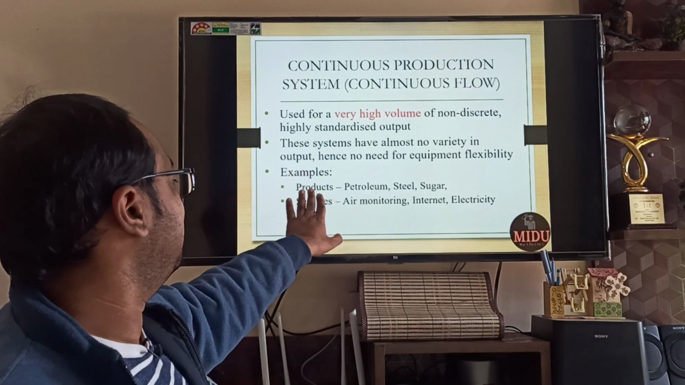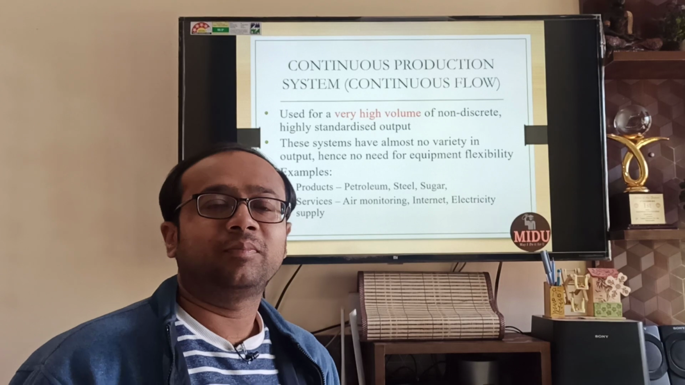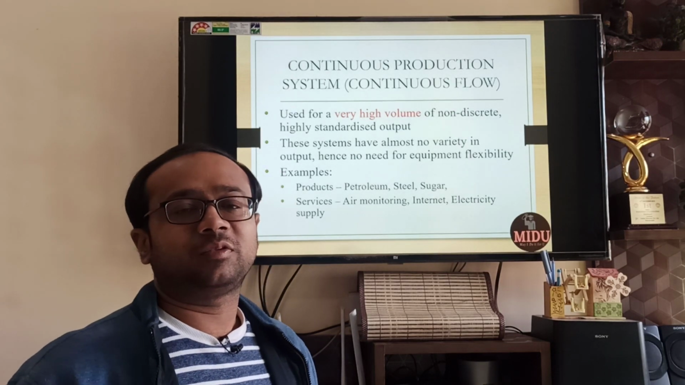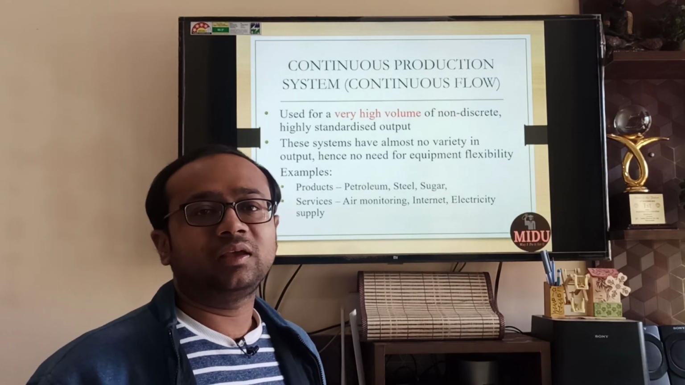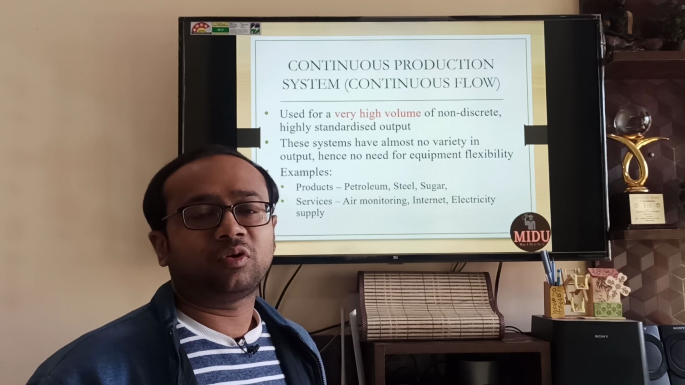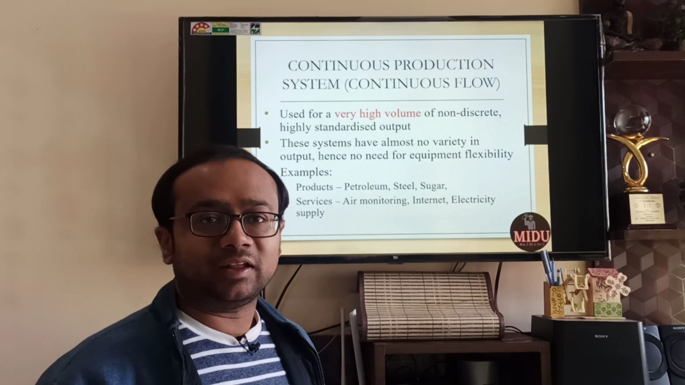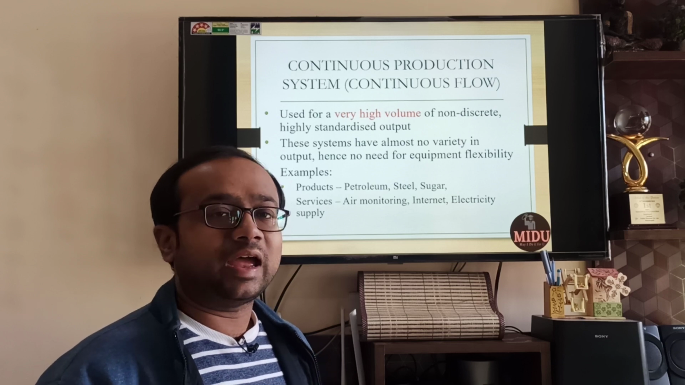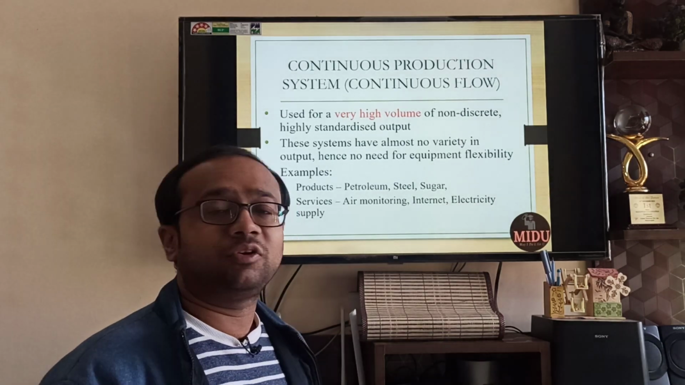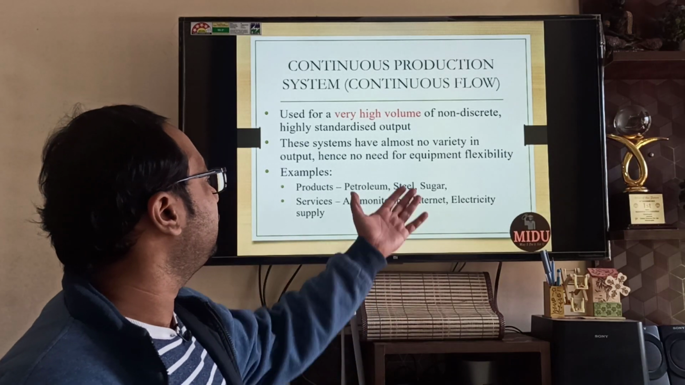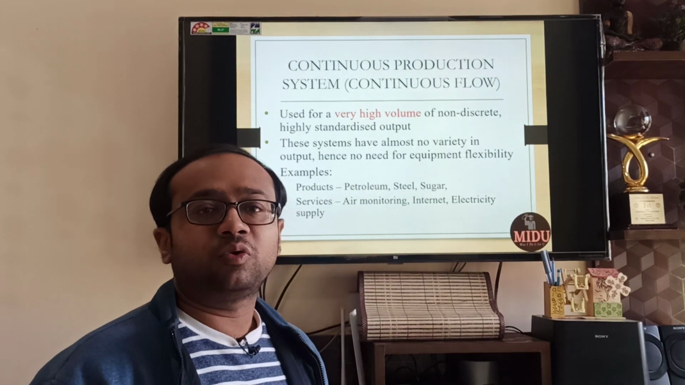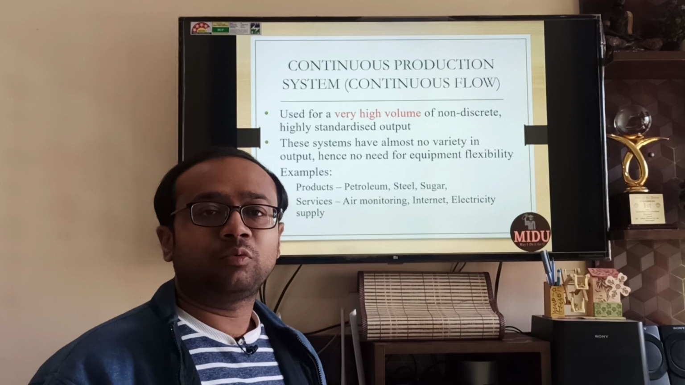Let us see some of the examples. In case of petroleum, standardized products are there. There is diesel, there is petrol, there is high speed, high definition kind of petrol or diesel, but very limited. It is not that there are 20 kinds of varieties, as in some industries. In that case, we cannot have continuous flow, different other terms come. Steel, again standardized output is there. Sugar, standardized output is there.